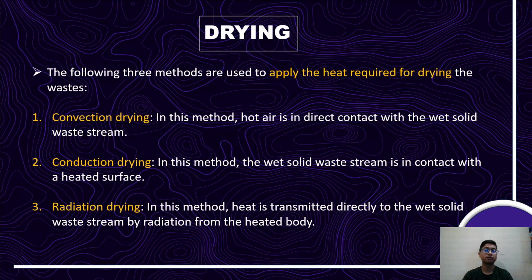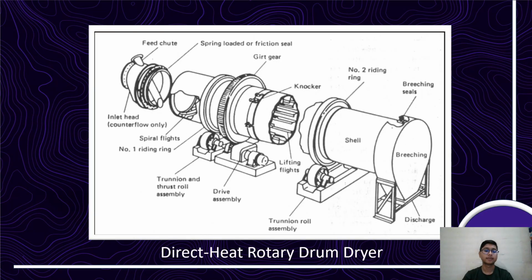First one is convection drying. In this method, hot air is in direct contact with the wet solid waste stream. Second one is conduction drying. In this method, the wet solid waste stream is in contact with a heated surface. Third one is radiation drying. In this method, heat is transmitted directly to the wet solid waste stream by radiation from the heated body. This is the diagram of direct heat rotary drum dryer.